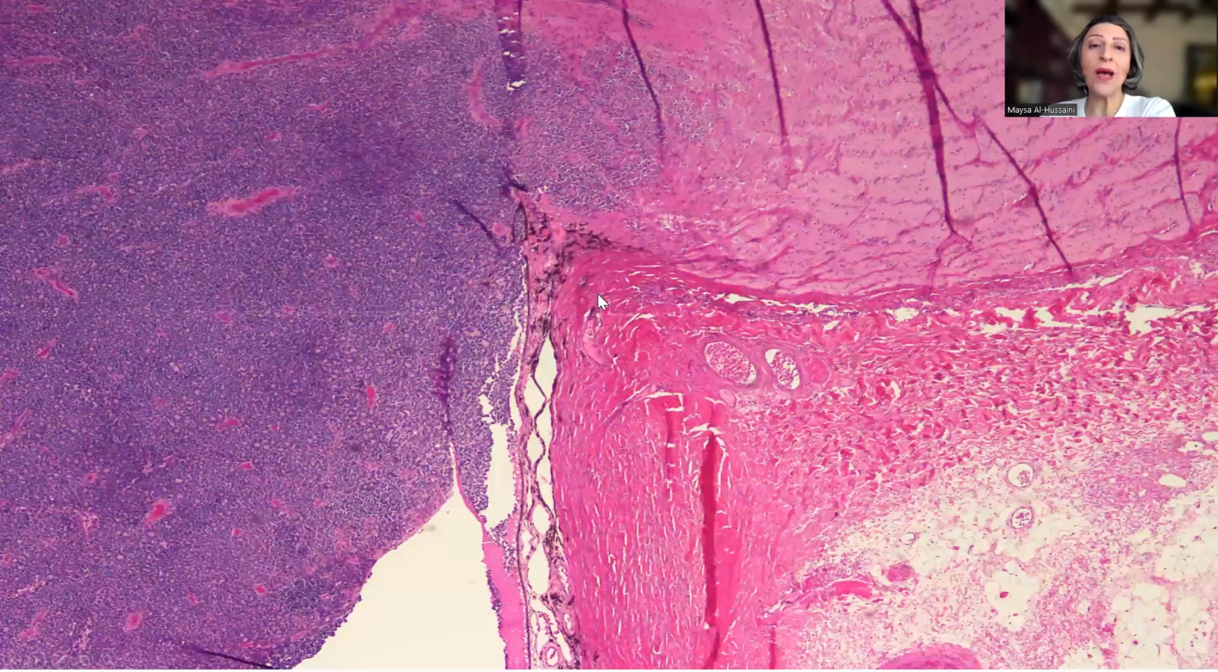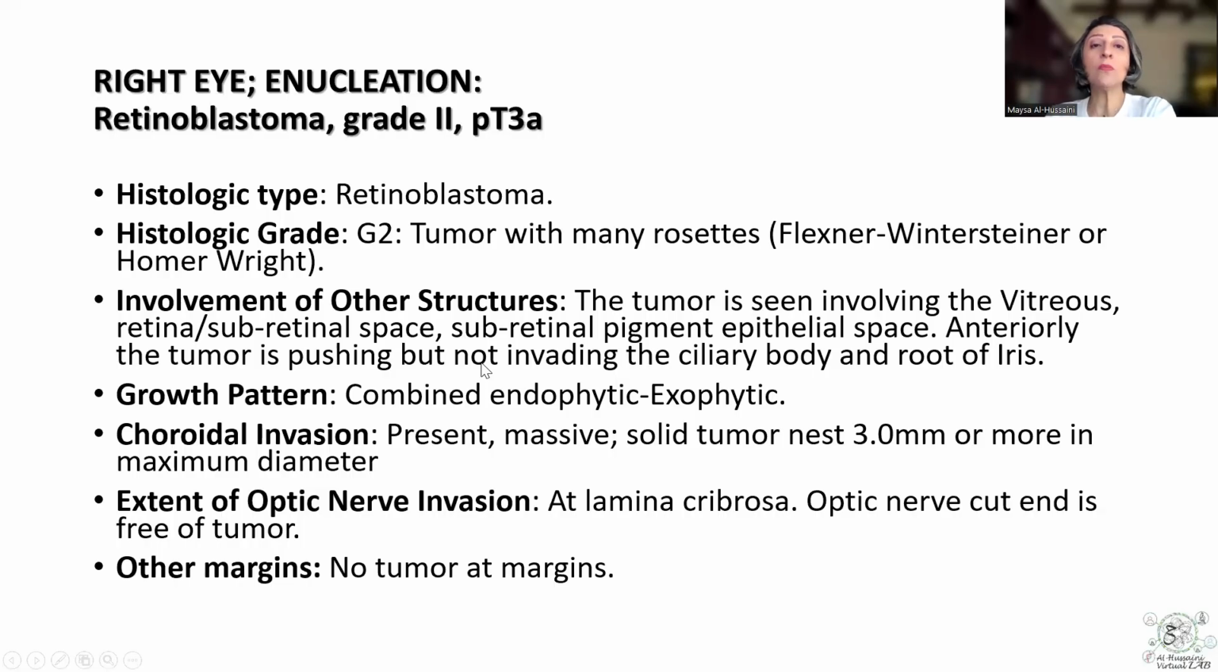worst outcome. So again, on high power magnification, this is the sclera that is in continuity with the dura of the brain. This is the optic nerve, and this is the part of the optic nerve that permeates the sclera at the level of the lamina cribrosa. And as you can see, the tumor has permeated the optic nerve only to the level of the lamina cribrosa, because this is the end of the sclera. If we draw an imaginary line here, the tumor has not gone beyond our imaginary line, which is the end of the lamina cribrosa.